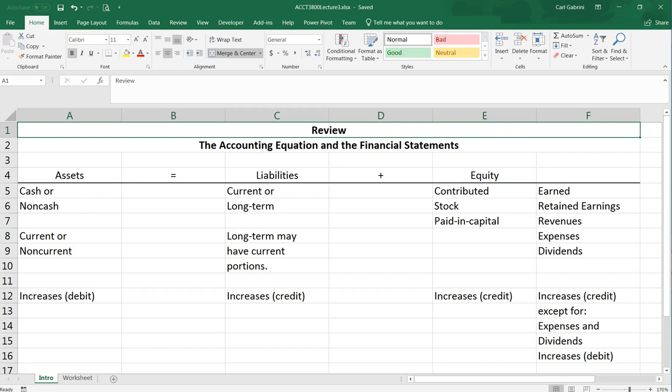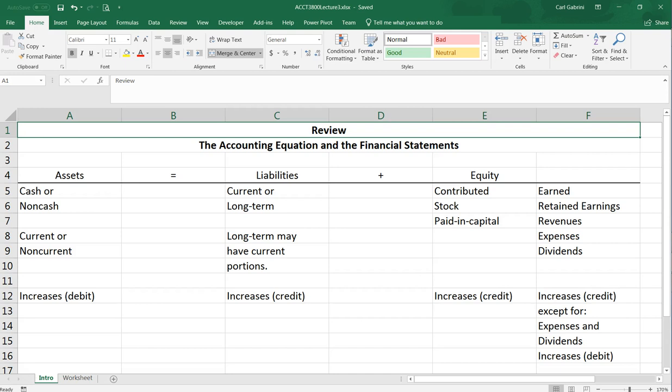On the other side of the equal sign, we learn that liabilities can also be current or long-term, depending on when they're due, in the current year or in future years. We also learn that long-term liabilities may have current portions. So if you have a loan payable or a note payable and it's going to be due in installments, there could be an amount due in the current year and amounts due in future years. So a portion of it will be recorded as a current liability and a portion of it will be recorded as a long-term liability. And those increases are recorded as accounting credits, which makes sense because they're on opposite sides of the equation.